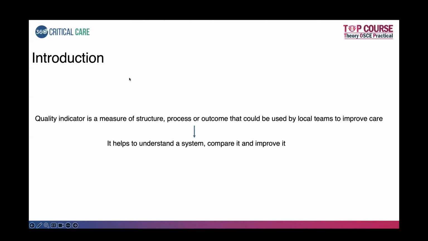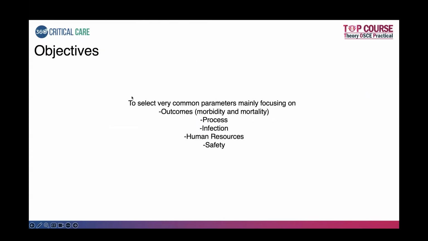So coming to the introduction, a quality indicator is a measure of structure, process, or outcome that could be used by local teams to improve care. It helps to understand a system, compare it, and improve it. That is the main reason why quality indicators are used. The main objective is to select very common parameters, mainly focusing on outcomes like morbidity and mortality, use of process measures, assess for infections, human resources, and safety.